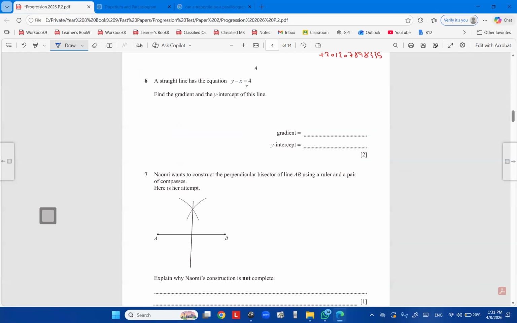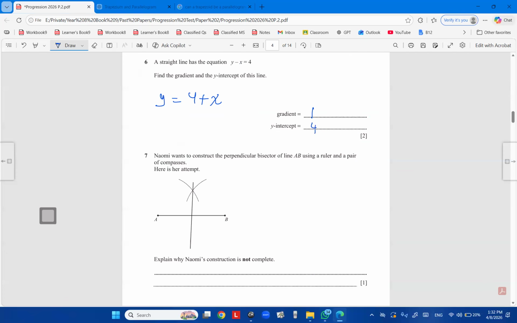A straight line has the equation y minus x equals 4. Find the gradient and the y-intercept. To find the gradient and the y-intercept, you must make y the subject. So y equals 4 plus x. The gradient is the coefficient of x always, so it is 1. And the y-intercept is the constant, the number that has no variable, which is 4.